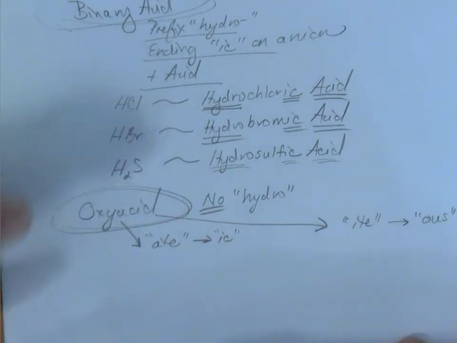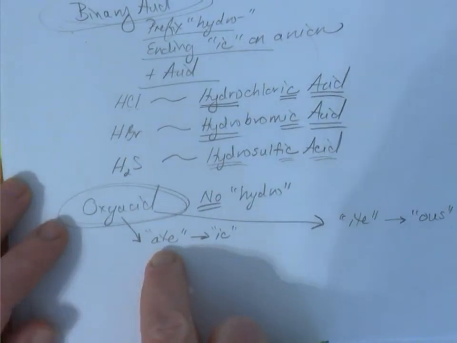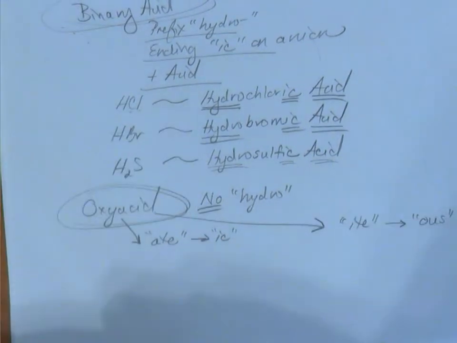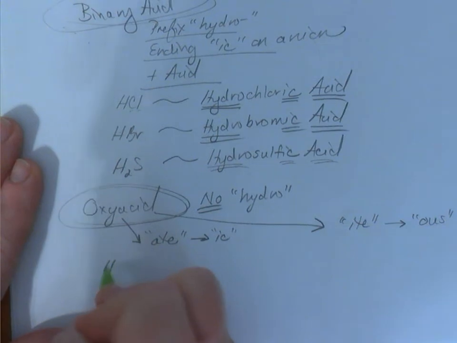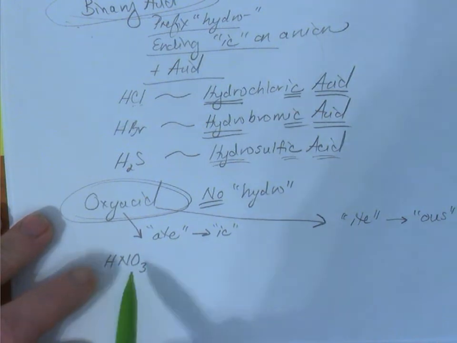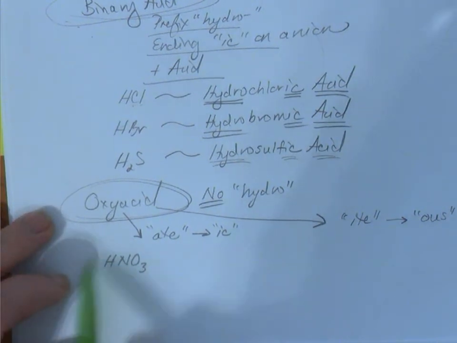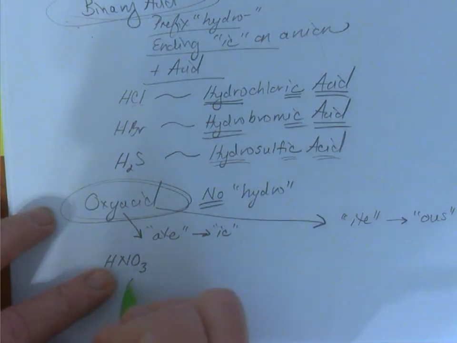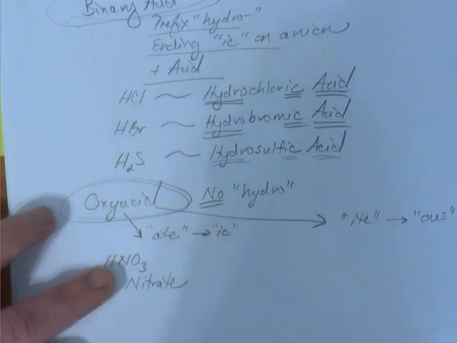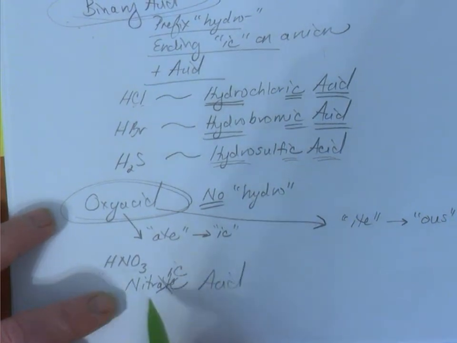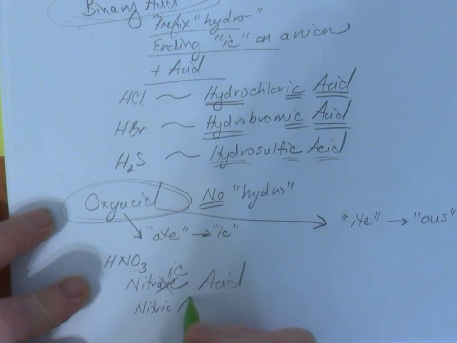So I once had a student that said, oh, I know, Mrs. Garrett, how I can remember that ate changes to ic. If you ate an acid, it would be icky. Whatever works. All right, so let's do, for example, HNO3. Begins with hydrogen, I know it's an acid. It's hydrogen combined with a polyatomic ion, so I know it's an oxyacid. All I need to do is look at this polyatomic ion name, and this is nitrate. I know that ate is changed to ic, and then I add the word acid. So this is nitric acid.